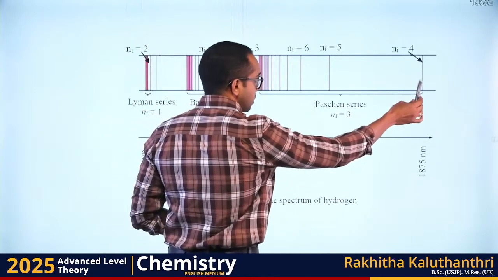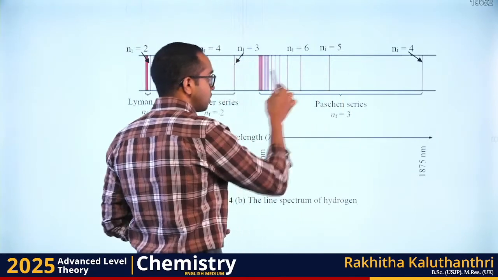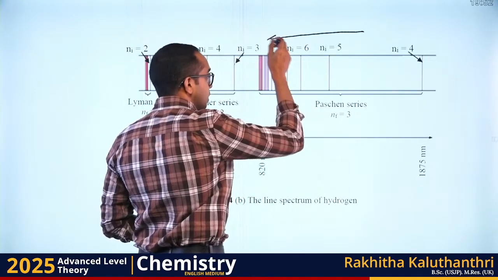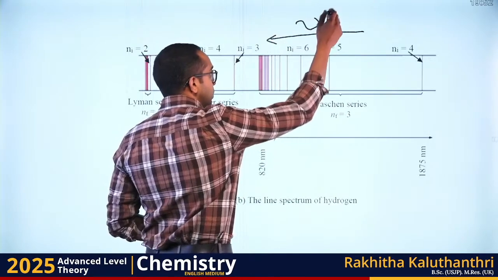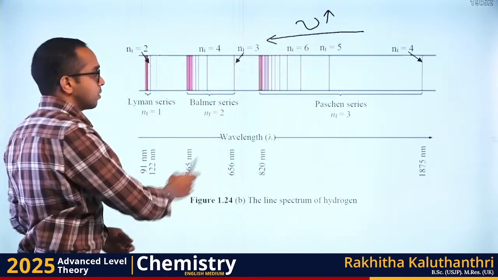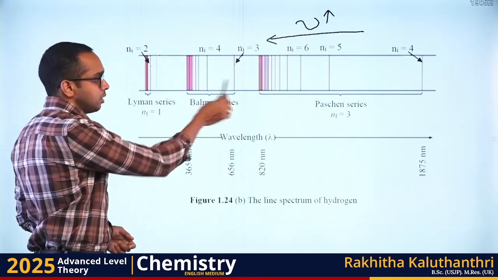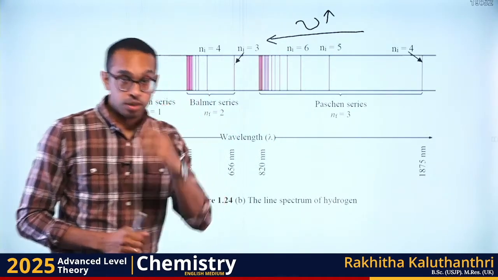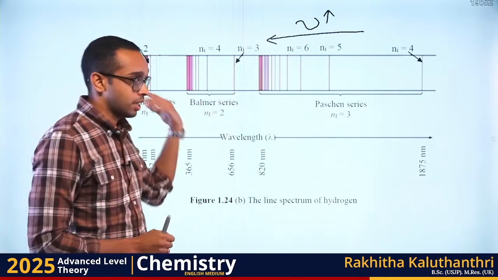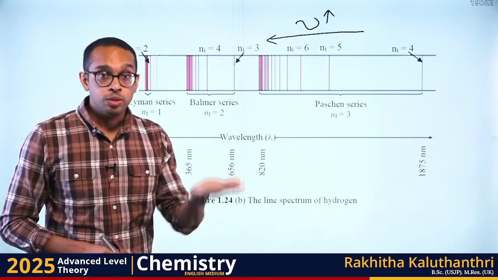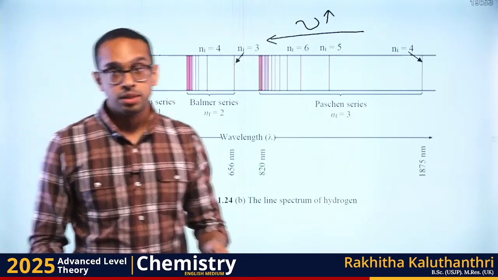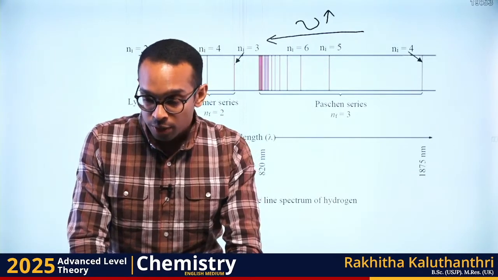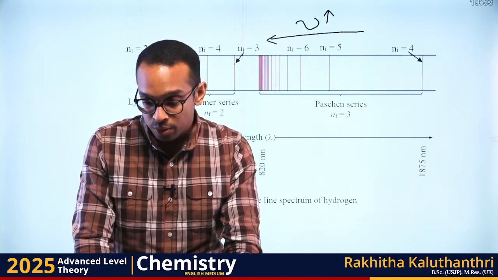If you take Paschen series, you can see the gaps are decreasing towards the left hand side. So in this direction, frequencies are increasing, right? Balmer also very clearly you can see gaps between lines are decreasing towards the left hand side. So that means what? Frequency is increasing towards the left hand side. I hope that is clear to all of you.